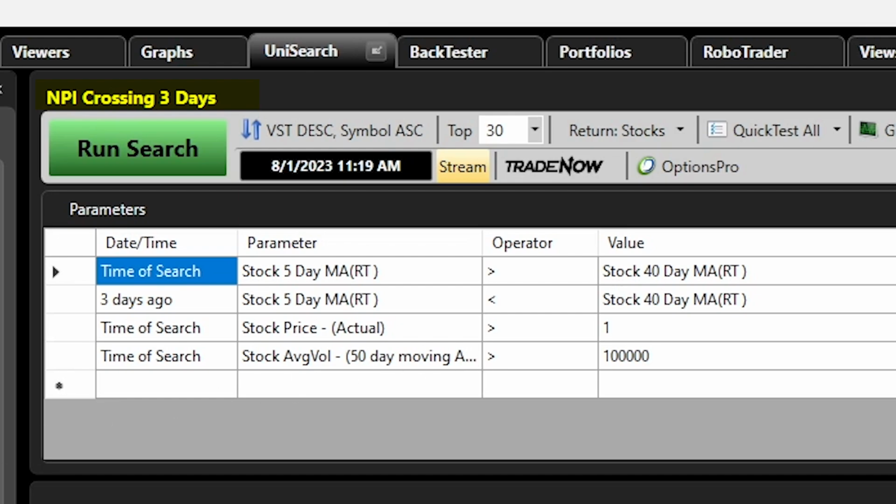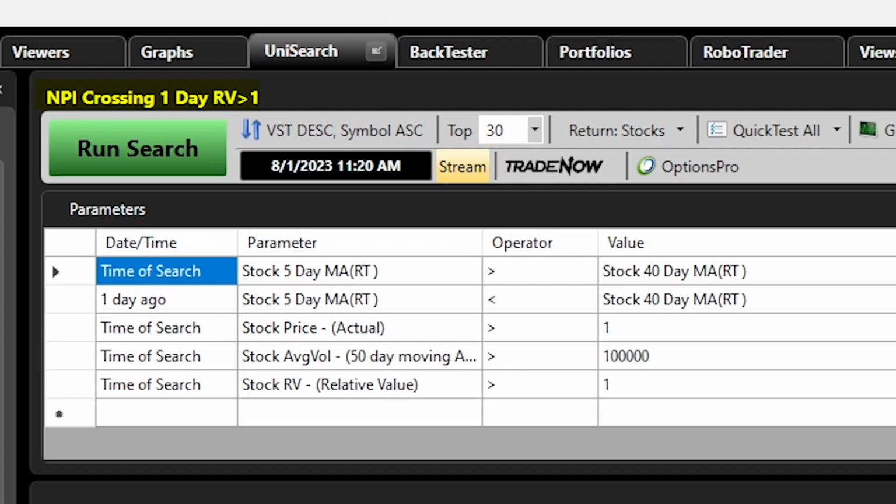I like the MPI Crossing 1 day for short-term trades. If you're trying to swing trade, I like the MPI Crossing 3 days. Now, you notice that I've got a couple of different variations in here. I've got the MPI 1 day, same scenario, but I want relative value above 1. The beautiful thing behind this, and that's another VectorVest indicator only found in VectorVest, is that you're only stopped by what your imagination is. So I want these stocks showing me it's time to get in, but they have good upside potential.